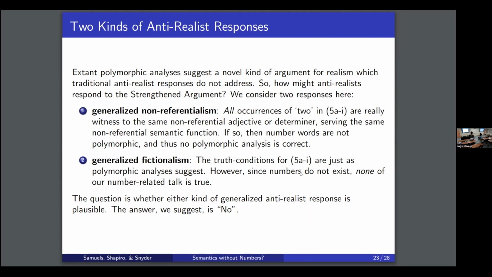The problem is, all of those different uses of 2 require the existence of a number. And again, numbers are abstract, according to fictionalists. So if you're a generalized fictionalist, what do you say? None of our number-related talk is in fact true. It either is all outright false or it all suffers from presupposition failure. So these are just generalizations of the original anti-realist views. We're going to argue that they are deeply problematic. So you should reject both of these generalized views.